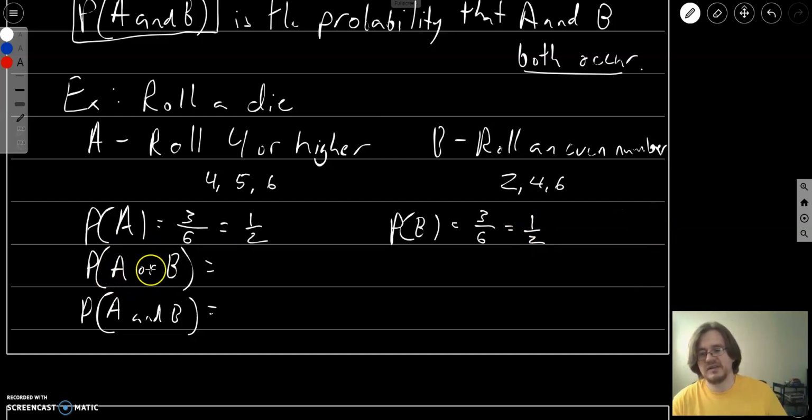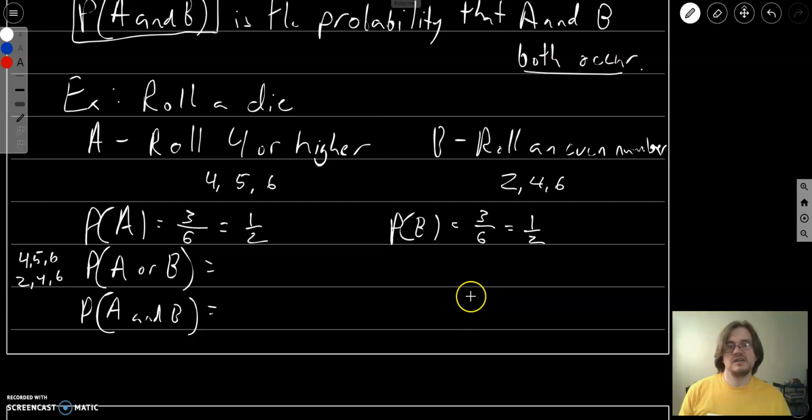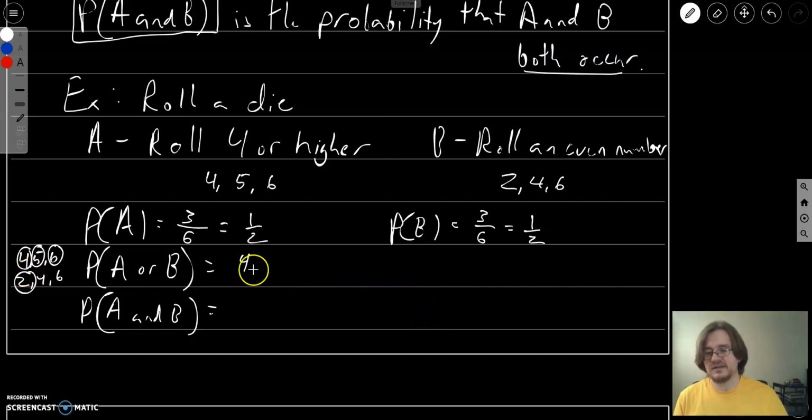So now let's look at the probability that A or B happens. So if we think about when does A happen? A happens when we have a 4 or a 5 or a 6. And B happens when we roll a 2 or a 4 or a 6. So how many different ways are there for A or B to happen? Well, I count, we can roll a 4, a 5, a 6, or a 2. So there are 4 different ways for A or B to happen.